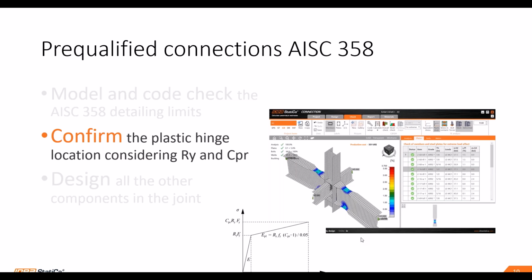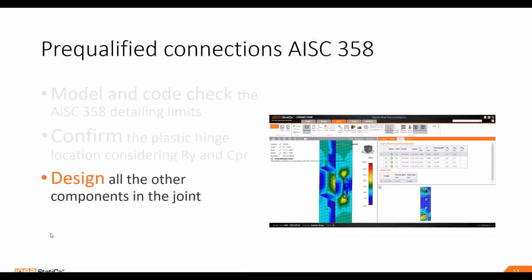And how do we do that? Well, we do that using the capacity design analysis, right? Where we consider RY and CPR factors for the beam, okay? Again, I'm going to explain this with an example. Finally, you can design all the other components in the joint, like the stiffeners, continuity plates, and the doubler plates on the web of the column. You can also design the shear plate that is coming from the beam to the column. So everything can be designed as well in this workflow.